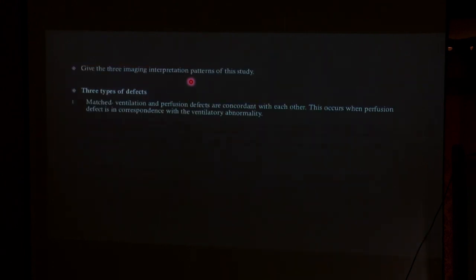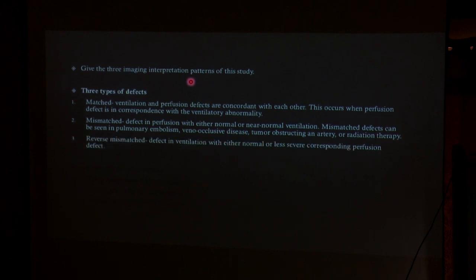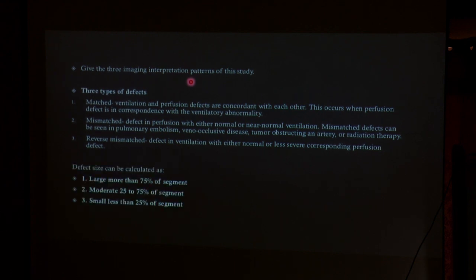So the imaging interpretation of this: there are three types of defects, like we know. One is a matched perfusion defect. This is when ventilation and perfusion defects are the same. The next one is a mismatched defect, which is commonly seen in conditions like veno-occlusive disease and any obstruction to the vessel. And the final one is a reverse mismatch defect, where there is a defect in the ventilation with a normal perfusion. So there are three types of defects. Also, depending upon the size, they can be more than 75%, 25 to 75%, or less than 25% defect.